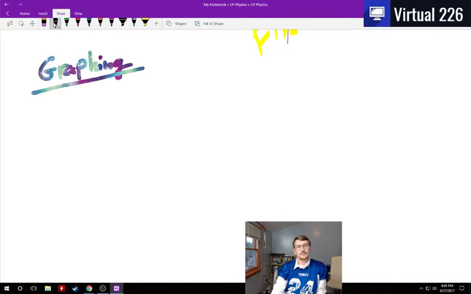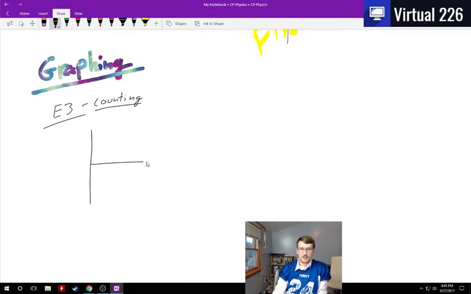Okay. The problem people really had with graphing was the E3 problem. This is what I refer to as counting. That's it. It's just counting. If you can count, you can do this problem. Allow me to sketch a quick graph here, where this is our time axis and this is our position axis. So this is a position-time graph.